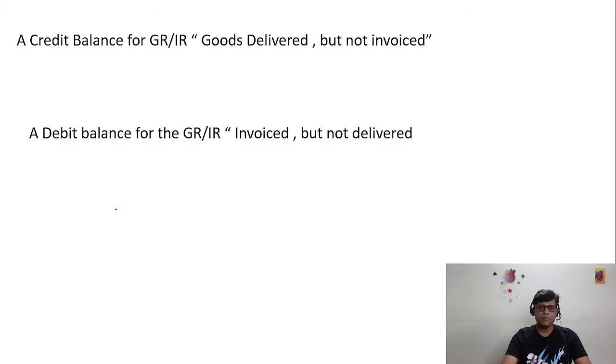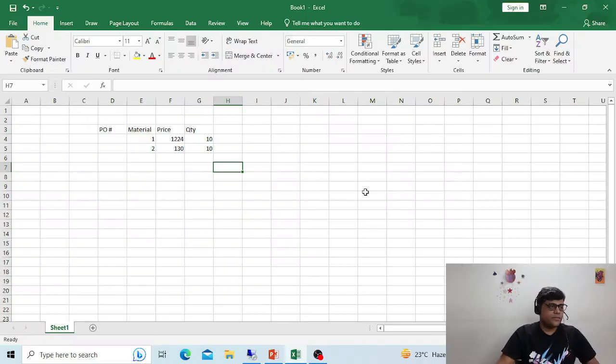Now let's do it practically. I'm going to create two purchase orders here with two different materials. In one, we are going to process the GR through MIGO. For the other, we will process the invoice through MIRO. Then we will do this GR/IR regrouping. So here I have listed two materials. Material number one, the price is 1224 INR, and we are going to procure 10 units.